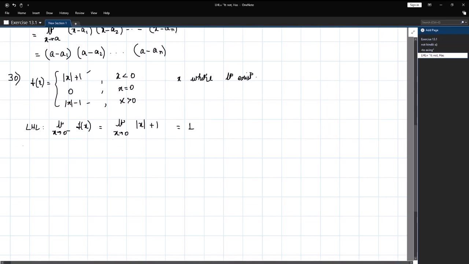1. So the right hand limit is nothing but limit x tends to 0 plus of f of x. So what we'll have to use is this equation, that is limit x tends to 0 of mod x minus 1. So this is nothing but minus 1. So limit x tends to 0 of f of x does not exist. So this implies that the limit exists everywhere except 0, that is R not including 0.